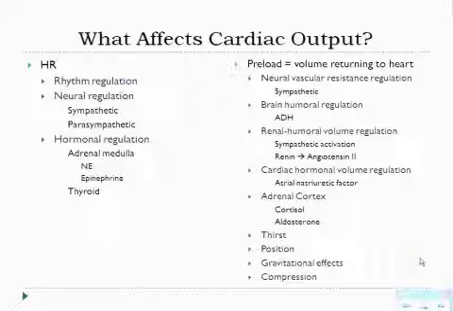As for the other important factors, not all here, but on the next slide, preload is the first one we're talking about here, which is volume returning to the heart. You can see how many different things can affect your preload. You have your neurovascular resistance regulation, which is sympathetically driven. You have your brain hormonal humoral regulation, which is ADH. Your renal humoral regulation includes sympathetic activation, which leads to renin-angiotensin II release. You also have cardiac hormonal volume regulation, which is the adrenocorticotropic factor. Your adrenal cortex is also important in releasing cortisol and aldosterone, especially aldosterone.